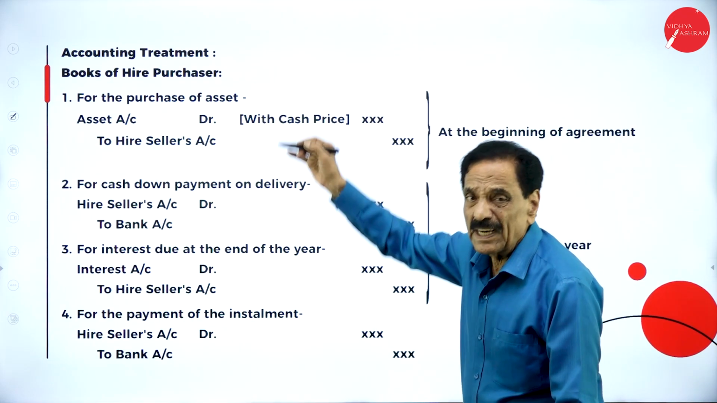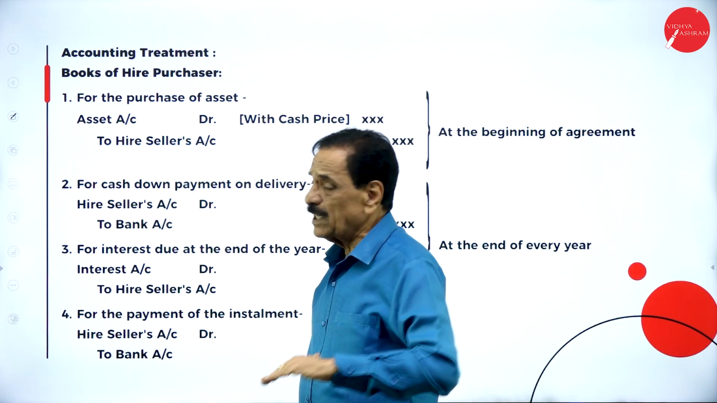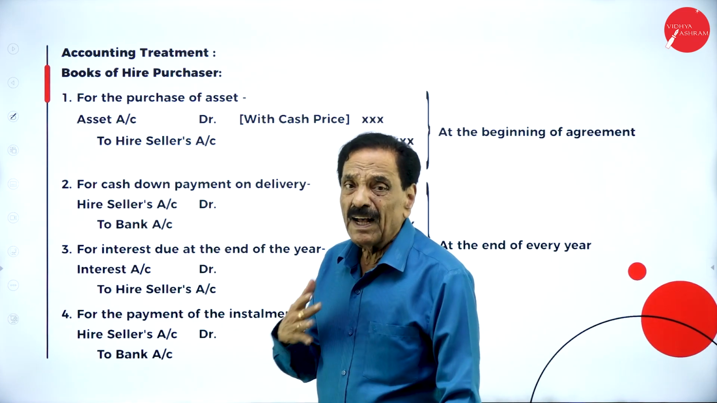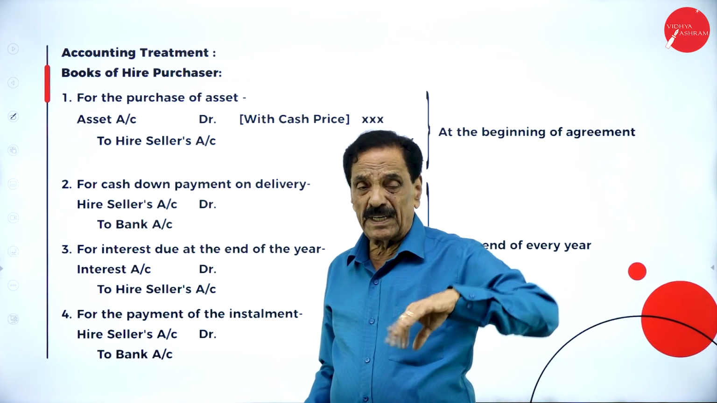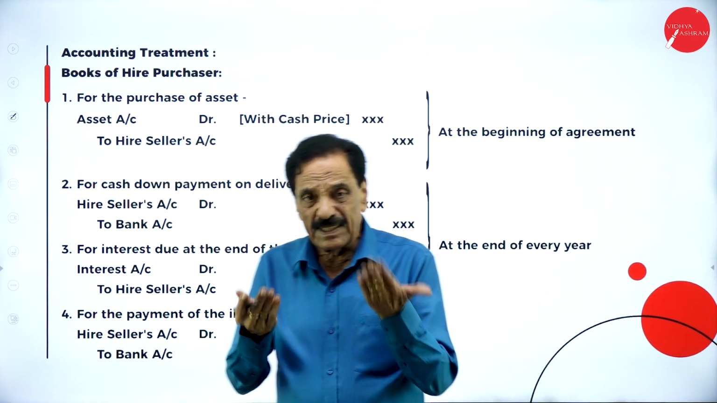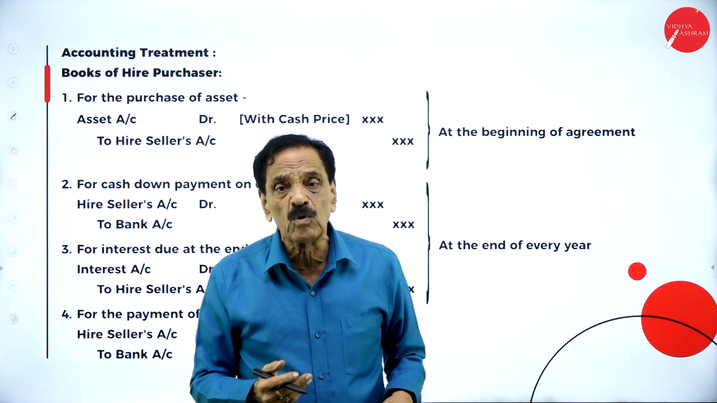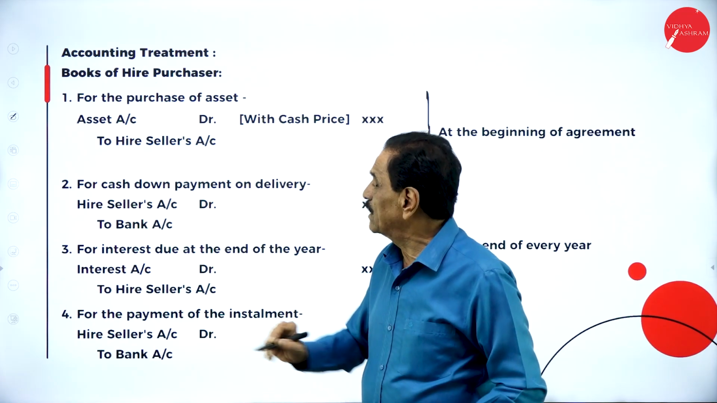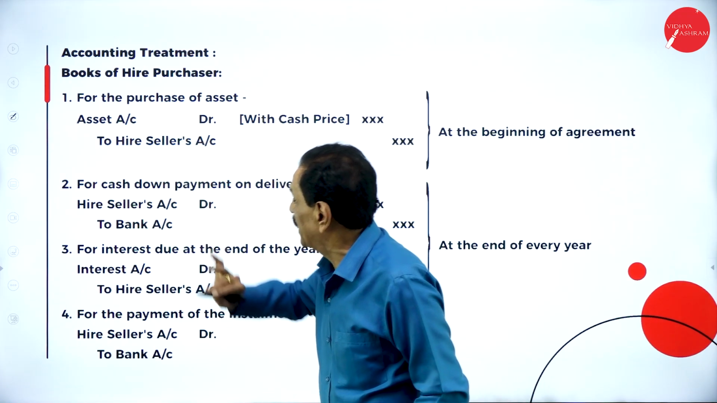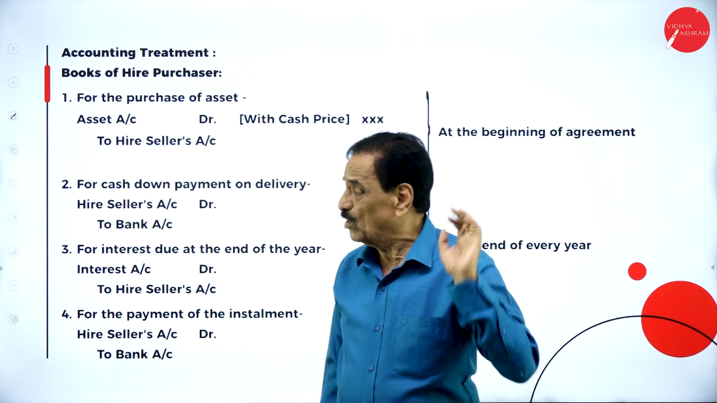Then, what are the entries to be passed in the books of hire purchaser, in the books of hire seller? When any asset is purchased, what is the first entry? Asset account debit to hire seller account. Asset, what is coming in? Asset, debit what comes in. We have to pay whom? Seller. Seller is a personal account. Debit the receiver, credit the giver. What is the first entry? Asset account debit to hire seller account, narration being the cost of the goods.